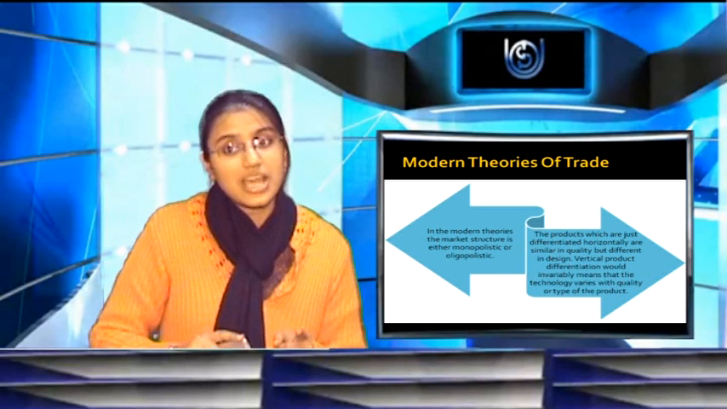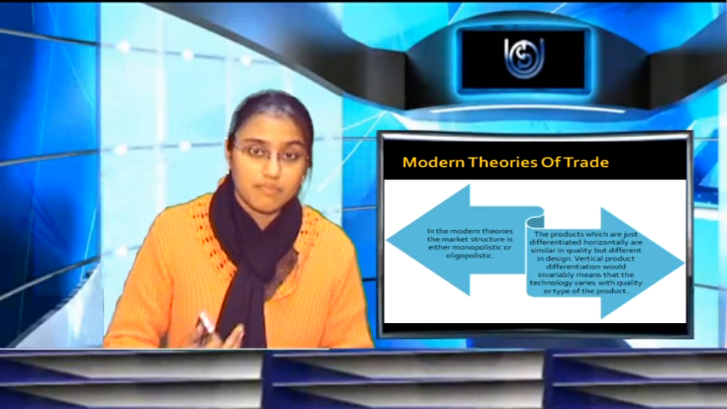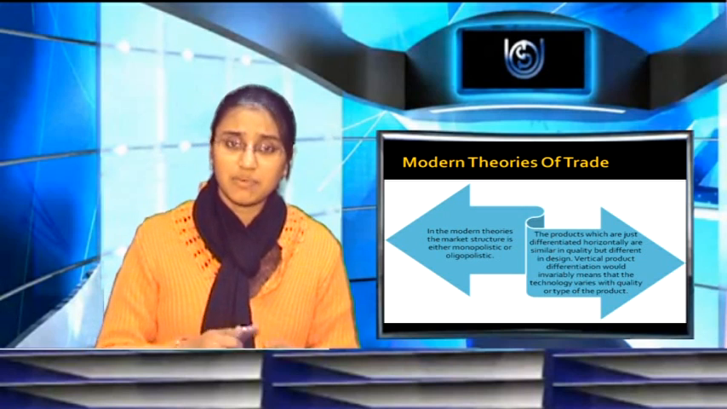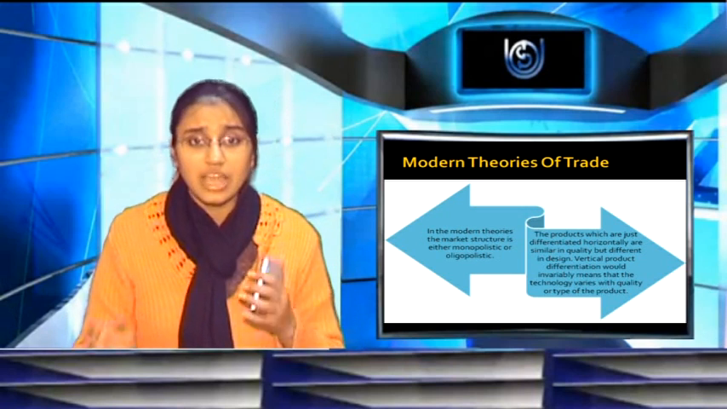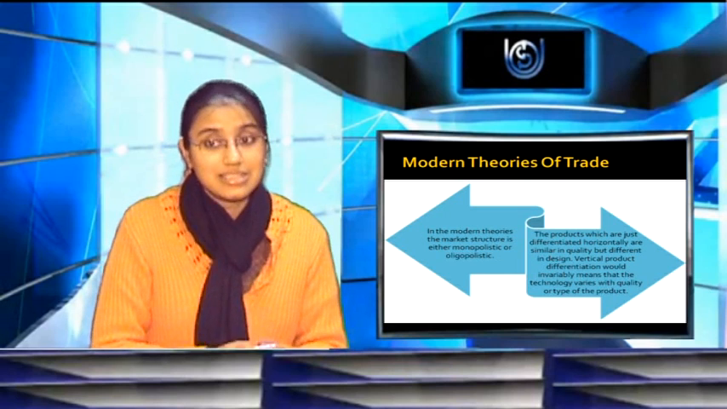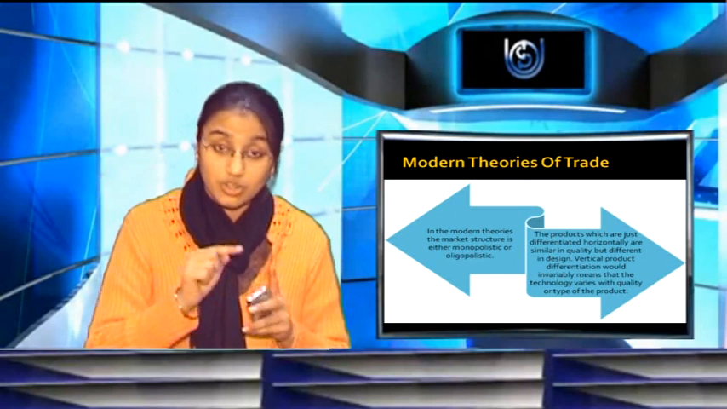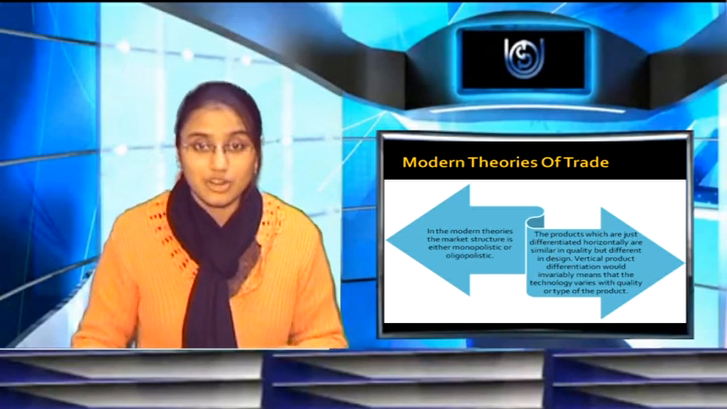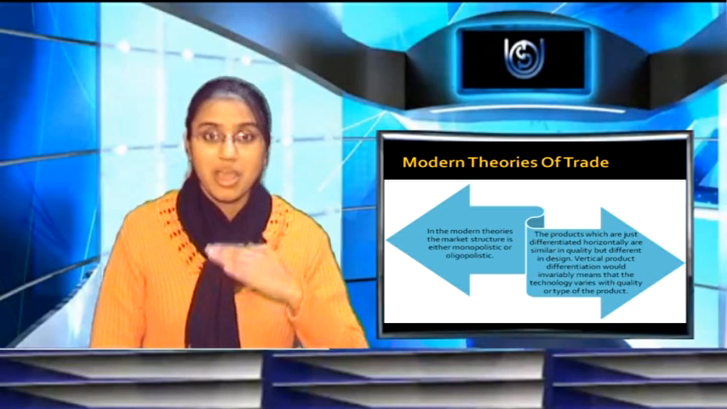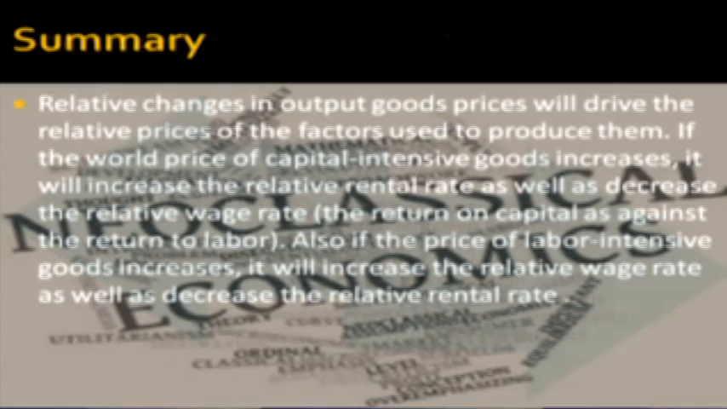The producers are differentiated horizontally; they may be similar in quality, similar in design, and at the same time they may be similar in the product itself. So that leads to higher competition. That means technology varies with the quality or the type of production. Now there is a variation in technology. In the previous theories we discussed that technologies are the same, but now technologies vary in the modern theories of trade.